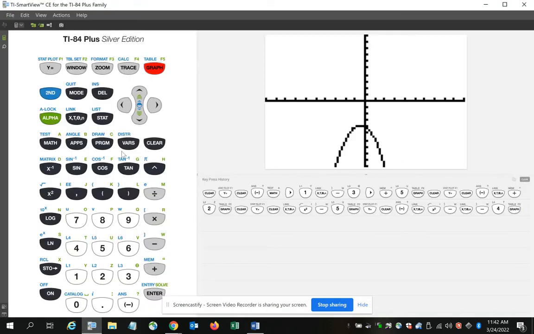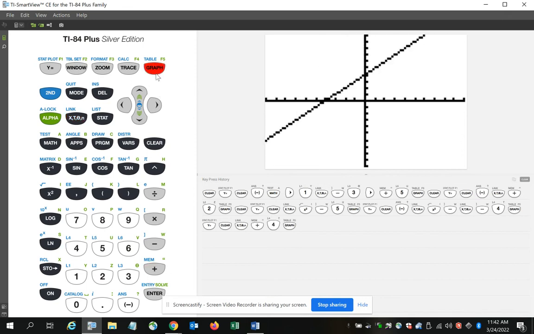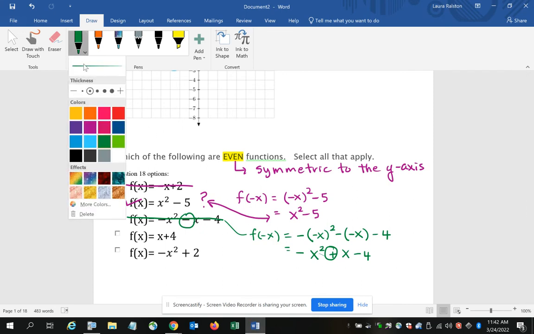Okay, the fourth one, x plus 4. Okay, so we have x plus 4. Again, it's a line, so thinking about whether or not it would fold on top of itself, I don't believe it does. So I'm pretty confident on that one. So x plus 4 is not even.